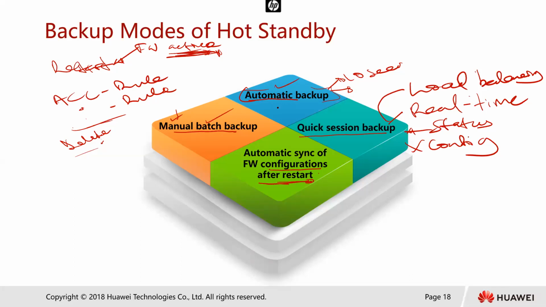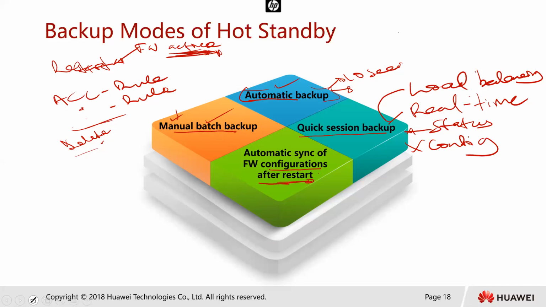After the firewall is restarted, all configurations are automatically synchronized from the firewall that has the processes. Only some configurations can be backed up or synchronized, such as security policies and NAT policies. Configurations that cannot be backed up are routing protocols like OSPF, and maybe the BGP protocol. These remain unchanged and are not backed up automatically after restart.